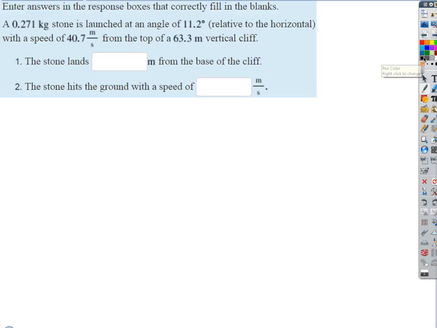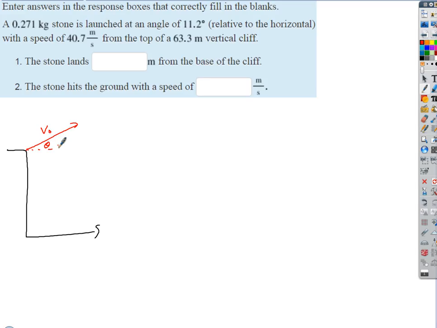So we can draw a picture. It's not much of a picture, really. That's our picture. Here's the velocity vector, and we'll call the angle theta. Theta is 11.2 degrees. Initial speed is 40.7 meters per second. In order to know how far the stone lands from the base of the cliff, what are we probably going to have to figure out?